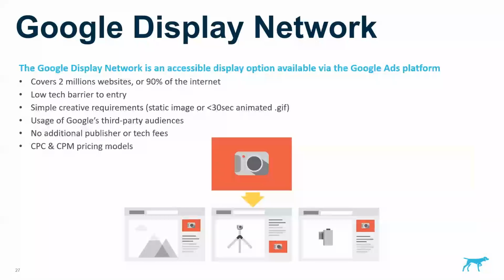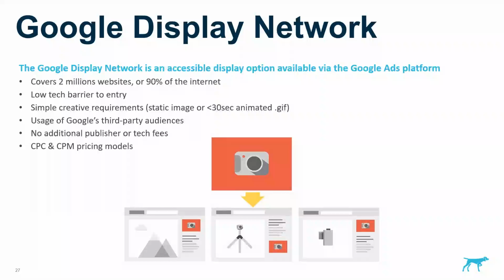At this point, we'll talk about the Google Display Network and Google Ads. The reason we're focusing individually on this is because it's by far the most accessible display option. It's available via the Google Ads platform. It covers 2 million websites, which according to Google is 90% of the available advertising internet. Extremely low tech barrier to entry.